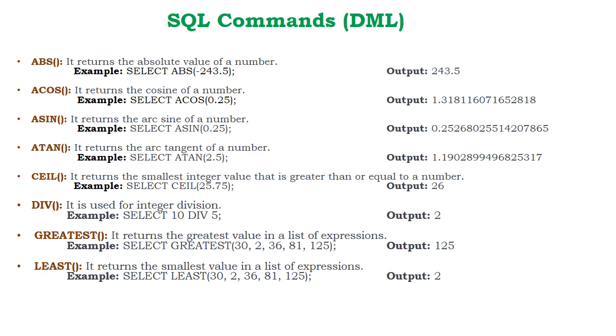And next one is the GREATEST function. So here it will look at the list, find the greatest value, then display it. Similarly, the LEAST function. If you are applying the LEAST function, it will look at the list, then find the least value, then display. For example, 32, 36, 81, 125. The least value is 32.